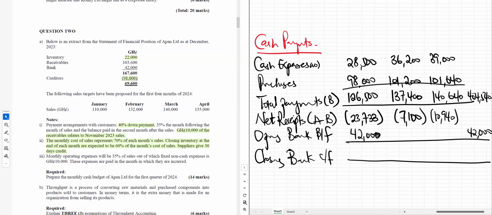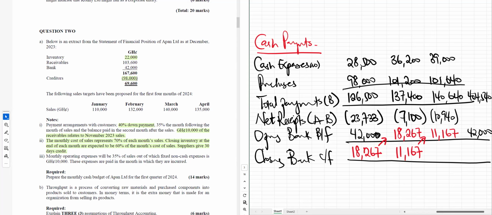So this one, that's minus 23,733 plus 42,000. That's positive 18,267. Now 18,267 becomes what? The opening bank balance for the next month. 18,267 minus 71 gives us 11,167, which becomes the opening again, 11,167.